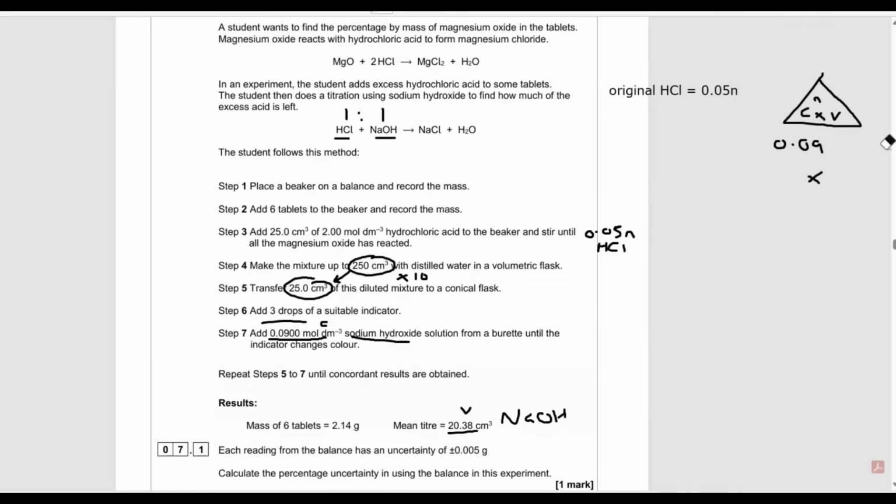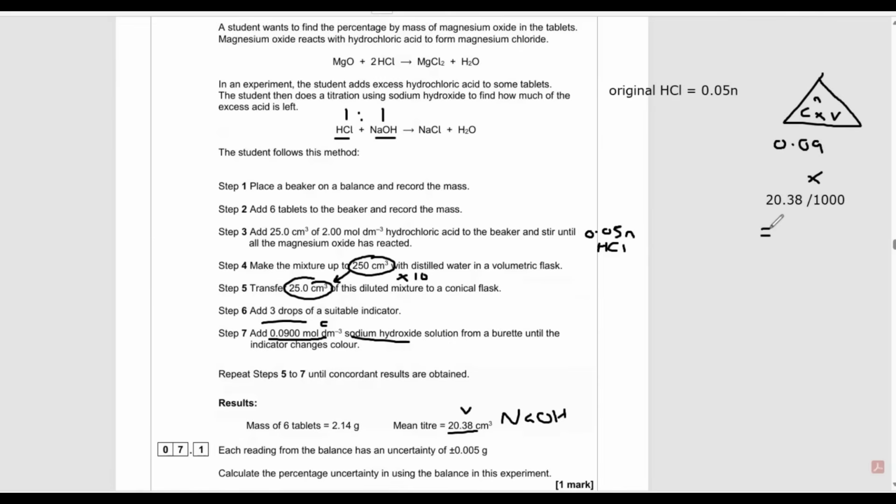Oh, I haven't got space to write this over here. Hold on. I'm going to write out the volume. So it's 20.38 divided by 1,000, right? You could just write 0.02038 if you prefer, but I'm just going to write it as 20.38 divided by 1,000. That's the volume because we're going from centimeter to decimeter.